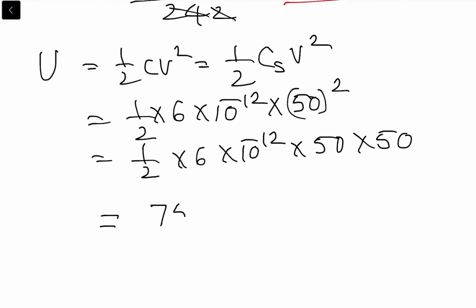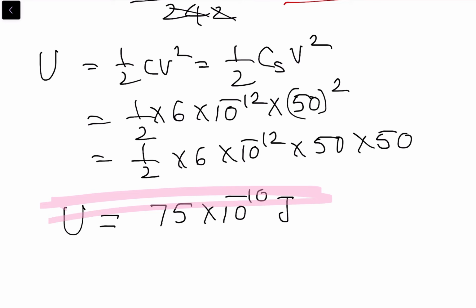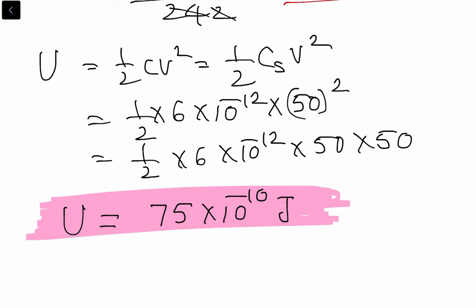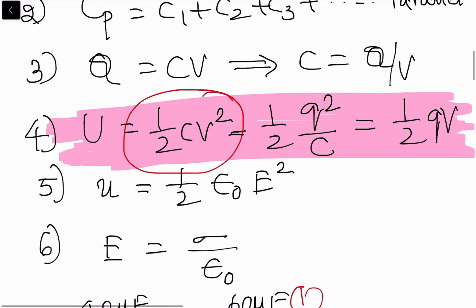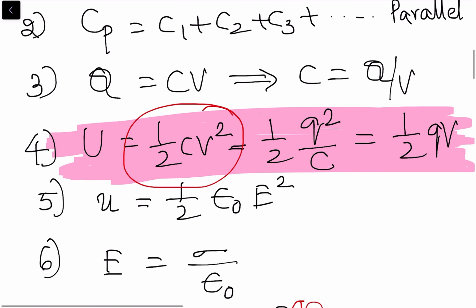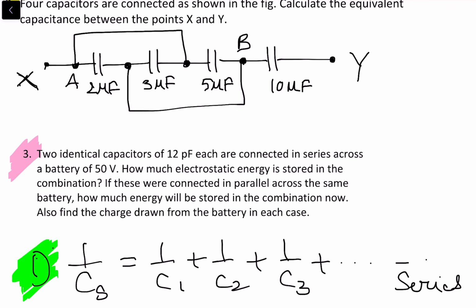Then after simplifying you will get 75 into 10 to the power of minus 10 joules. This is the energy stored in this particular system of series combination. But what they have asked in the question, in each case, they also asked us to find the charge drawn from the battery. So you can see this is what they have given. Also find the charge drawn from the battery in each case.